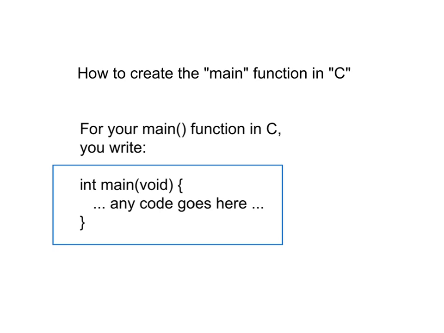In order to create the main function in the C programming language, you first of all say int, which means it's going to return a number once it's done running. Then you put the function name, which is going to be main. Then you put an opening parenthesis. Then you write void, which means nothing. There are going to be no arguments for this function. And then you put a close parenthesis, then an opening brace, then your programming code, then a closing brace.